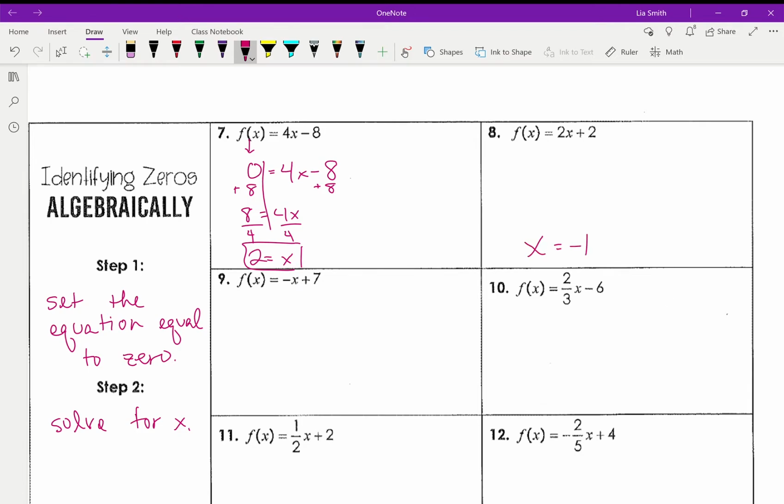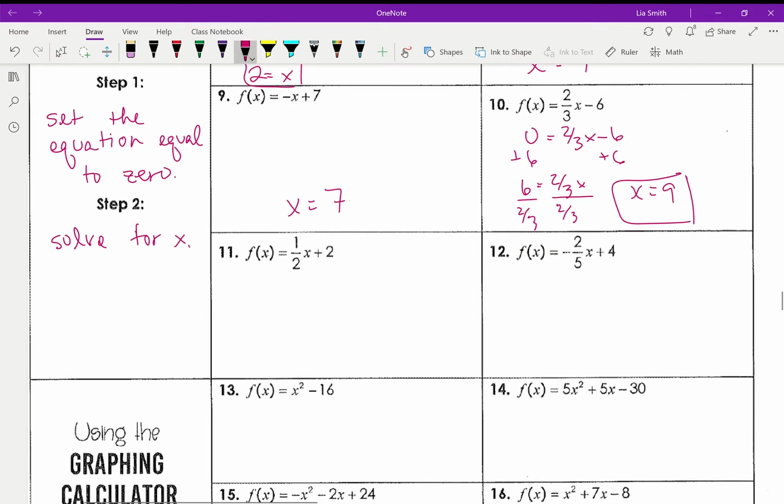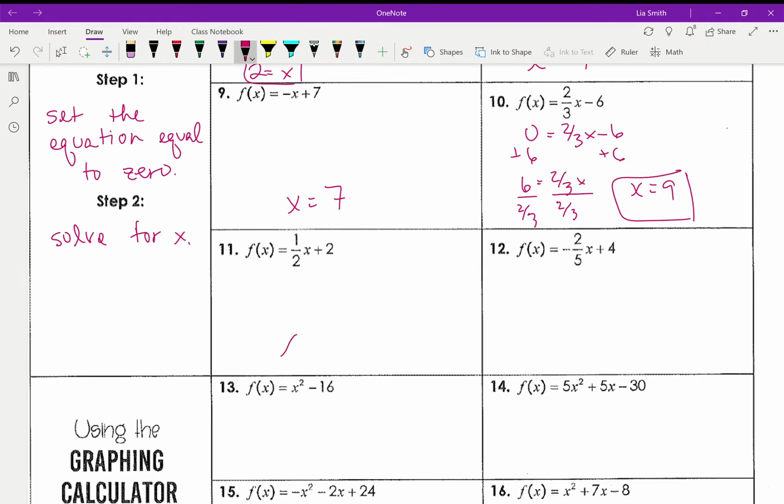You should have gotten -1, +7. I'm going to show my work on this one a little bit more just because I know people freak out at fractions. So I'm going to add 6. Even though it's a fraction, that's fine. I'm still going to divide by that fraction. You've got a calculator, should be no big deal. So you've got x equals 9. For number 11, you have x equals -4. Number 12, x equals 10.